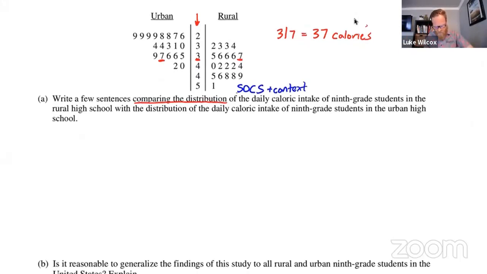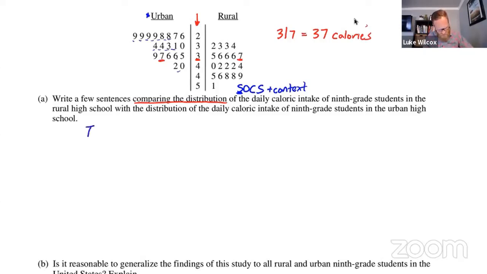All right, S represents the shape of the distributions, and we want to make sure that we comment on both of those. So first, if you look at the urban, the shape of it, it looks like we have most values in the 20s. And then as we get into the 30s and the 40s, it starts to taper off a little bit. So as we're moving to the right, we're getting less and less values, which is telling me that distribution is skewed to the right.